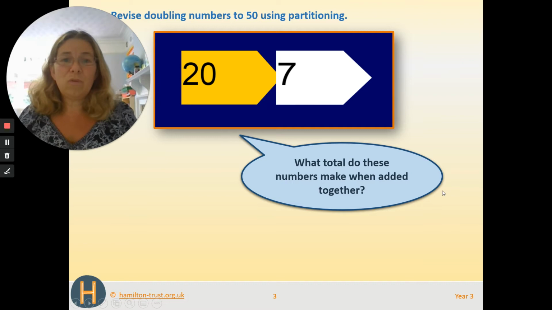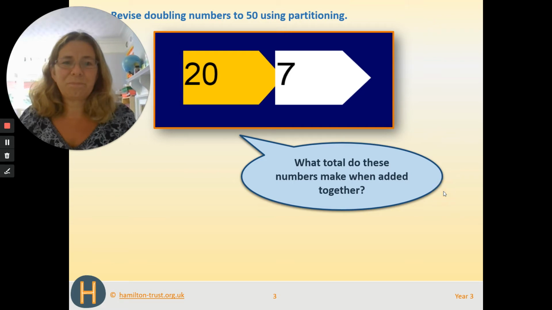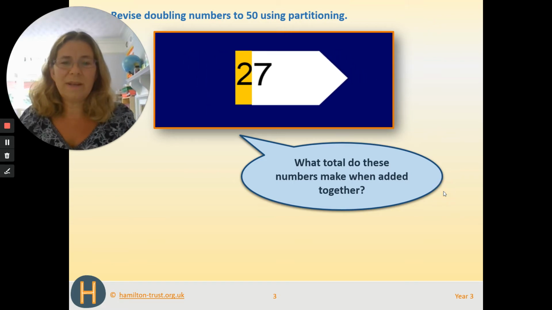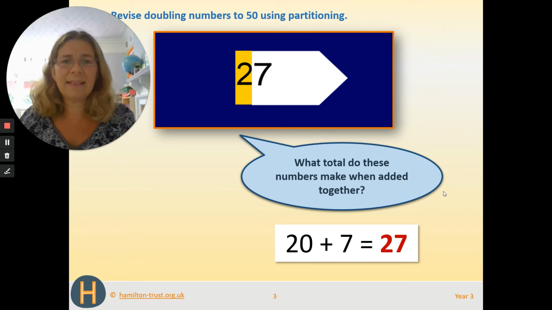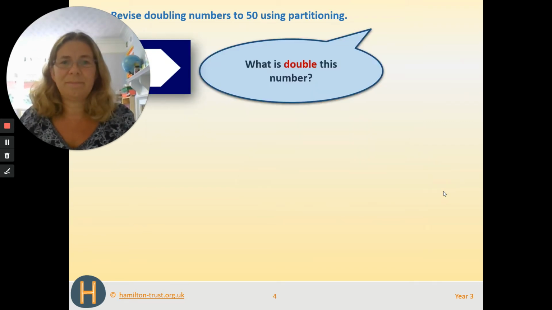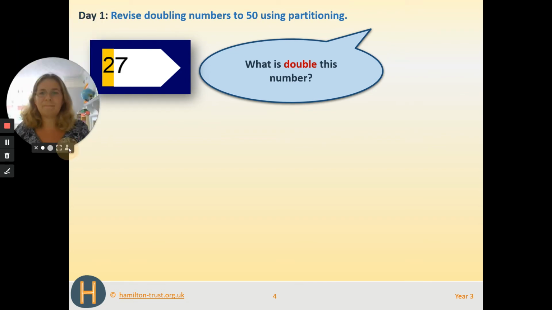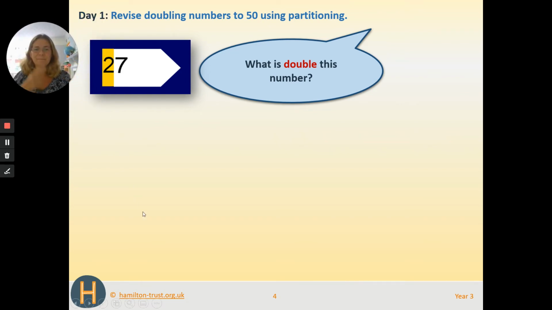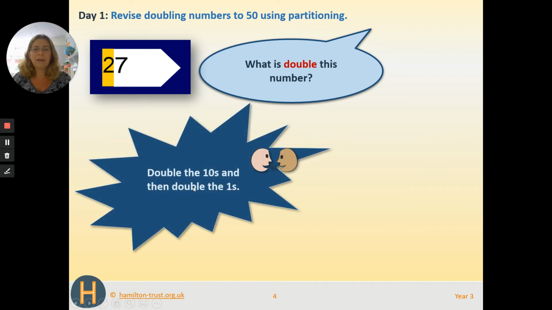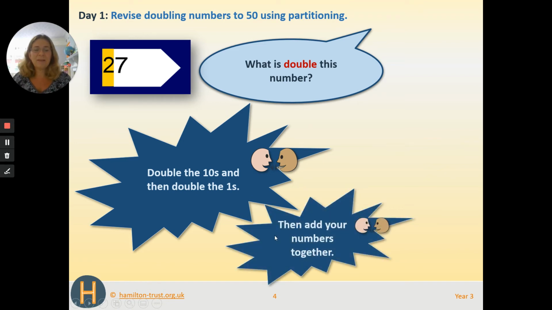We're going to look at the number 20 and 7. What total do these numbers make when added together? 27. 20 add 7 equals 27. What is double this number? Let's remember how we did it. First, we've got to partition the number and double the tens and then double the ones. Then you add your numbers back together. That's called recombining.